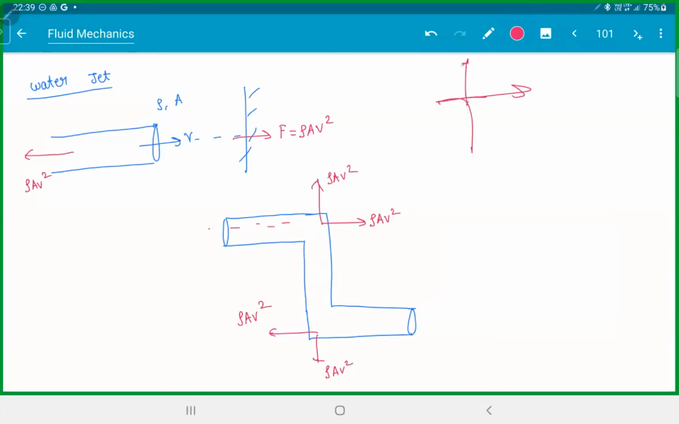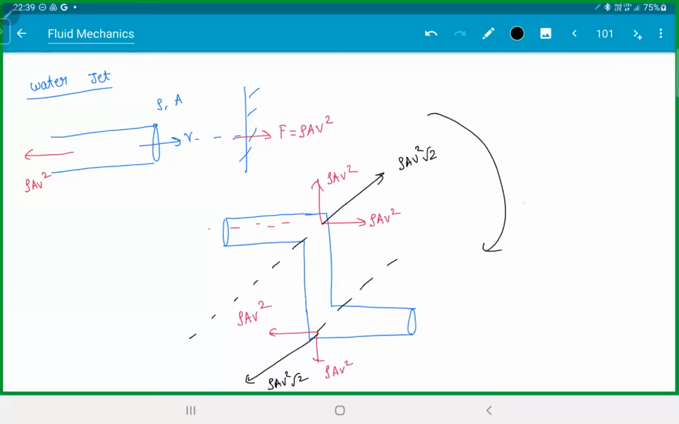So if you look at the net force here, this will be the force rho A v square root 2. This will be the force here rho A v square root 2. Both are couples actually. Meaning net force is 0, but they will rotate which way? Clockwise. F net is 0, but there is a torque. We have two equal and opposite forces with a distance between them. Clear with this? So the whole setup will try to rotate in the clockwise direction.